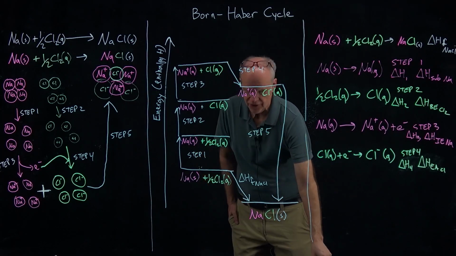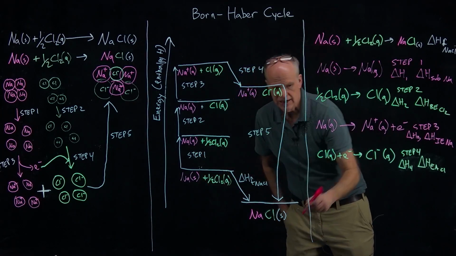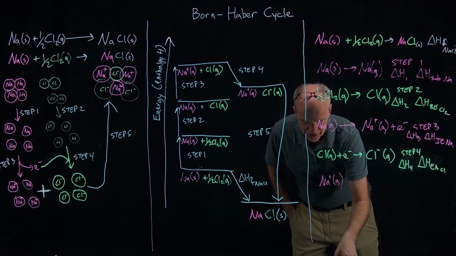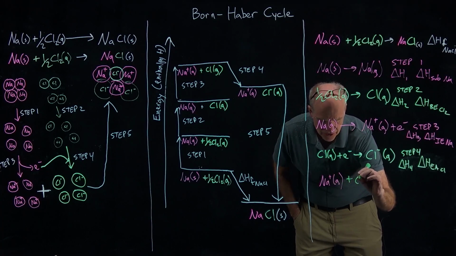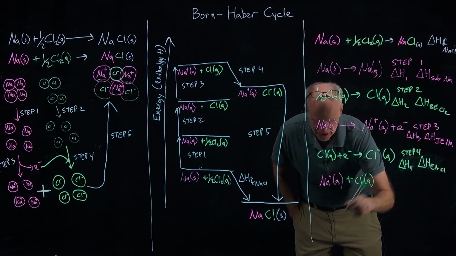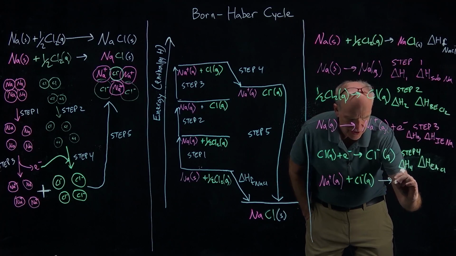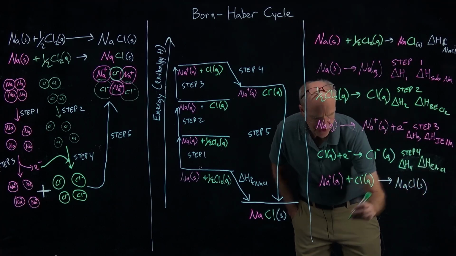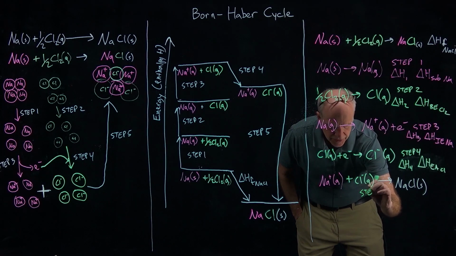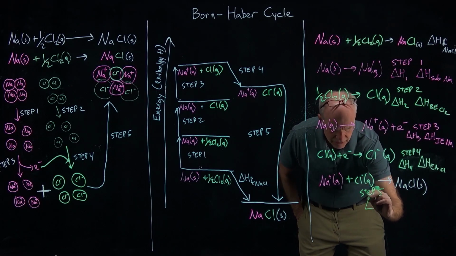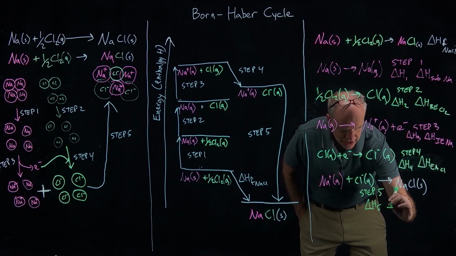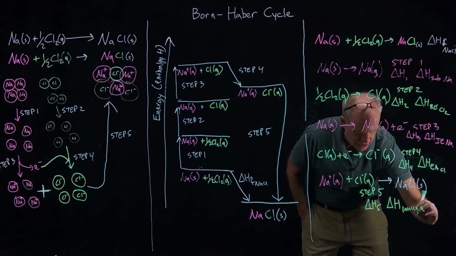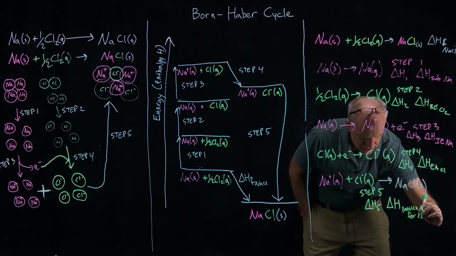Let me write out this process here, in that we have sodium ions in the gas phase, and we're going to add that to chloride ions in the gas phase, and we're going to get solid sodium chloride salt. And again, this is step 5. And then we have a change of enthalpy associated with step 5. This can be thought of as the change of enthalpy for the lattice energy. I'll just write E for sodium chloride.